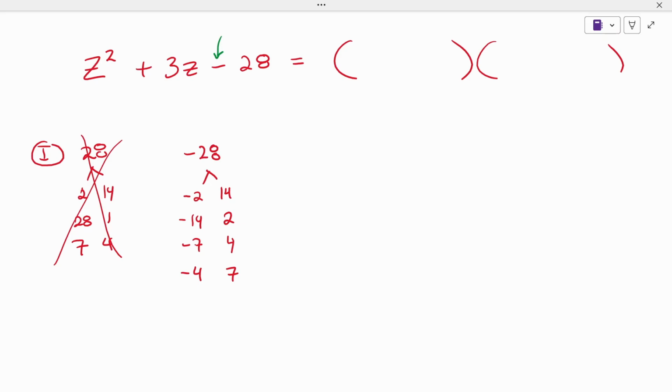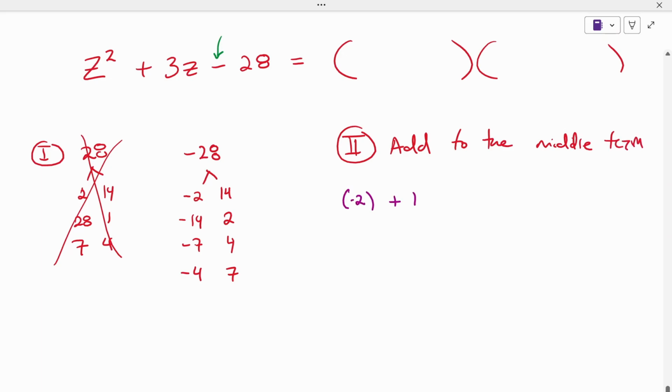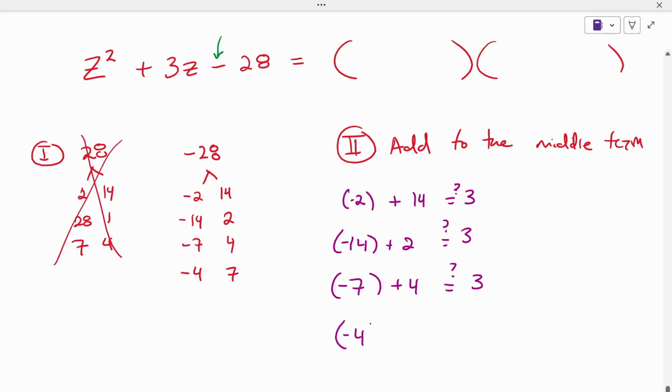Now with this information, we have to add to the middle term. So we're going to take our factors, negative 2 plus 14. We're going to check to see, does this add to the middle term 3? We'll check negative 14 plus 2. Does this add to positive 3? We're going to check negative 7 plus 4. Does this add to a positive 3? And we'll check negative 4 plus 7. And we'll ask ourselves, does this add to a positive 3?